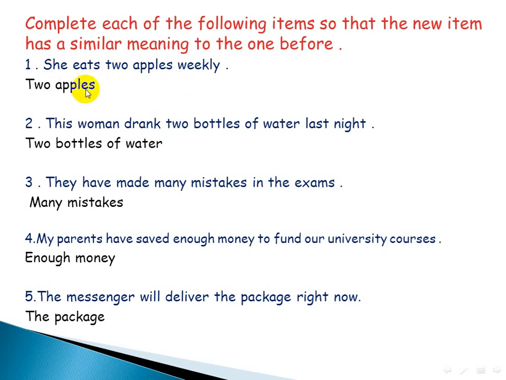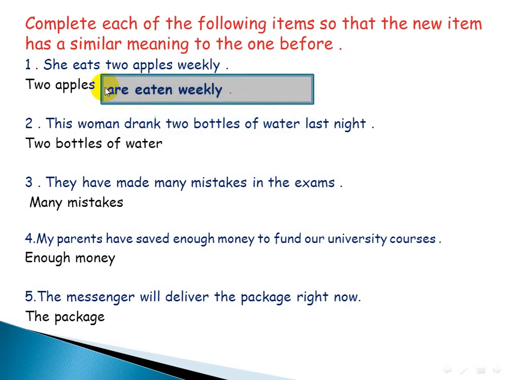So 2 apples, we have eats. You can put a line under this verb. Eats, verb 1. That means you can use, or you have to use am, is, are. We have 2 apples, plural. So 2 apples are eaten weekly.